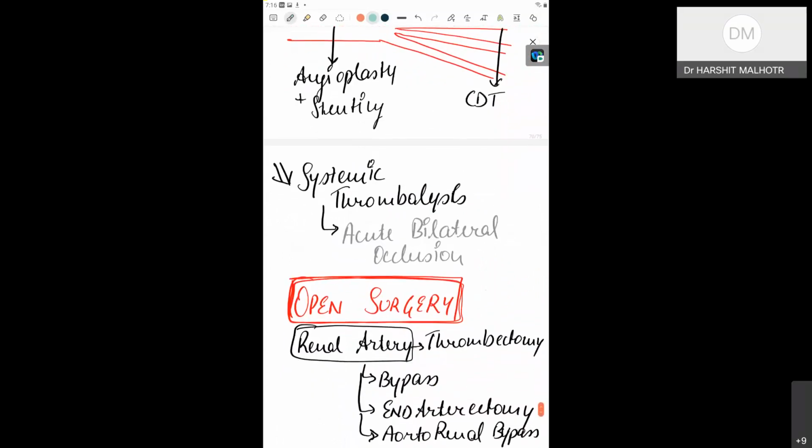Systemic thrombolysis is done when there is acute bilateral occlusion. Initially, systemic thrombolysis was done even on the unilateral side, but now with the advent of catheter-directed thrombolysis, systemic thrombolysis is only indicated when there is an acute bilateral occlusion in a diseased vessel.